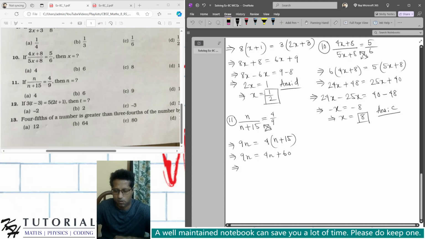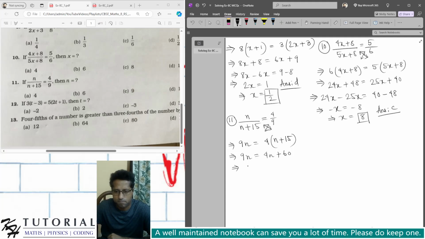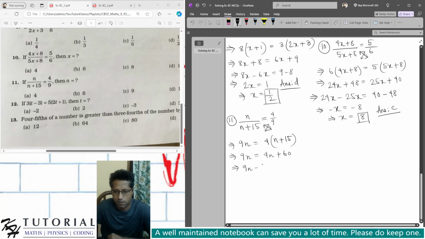Now we bring all the n terms, that is the variable terms, to the left hand side and all the constants to the right hand side. We get 9n minus 4n is equal to 60. This implies 5n is equal to 60. This implies n is equal to 60 by 5, which is equal to 12. So 12 is the value of n that satisfies the given equation.